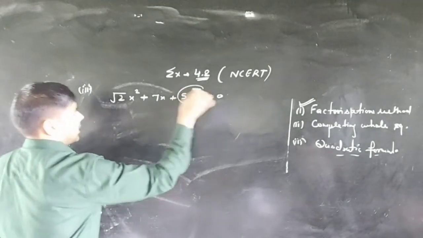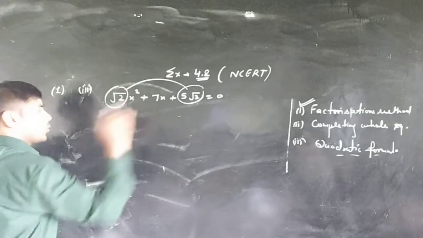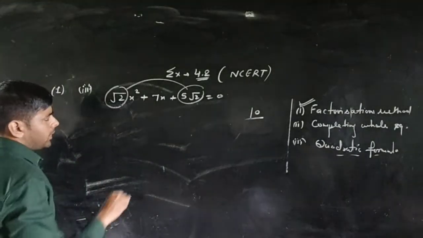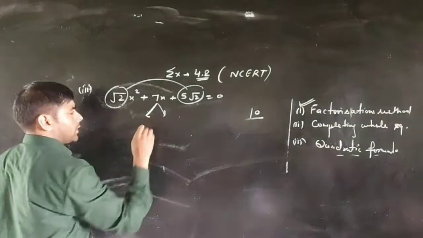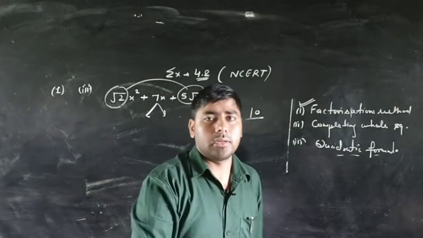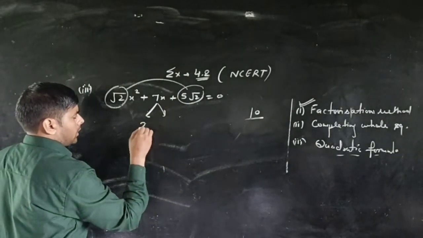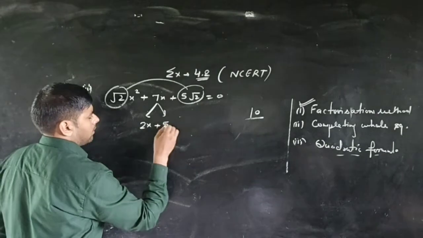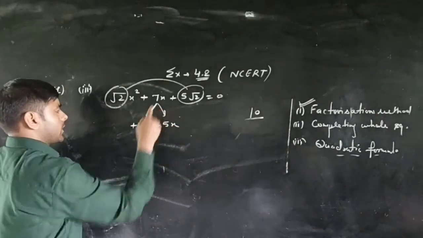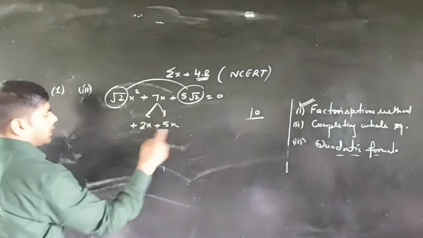Multiplying the constant term by the leading coefficient, root 2 into root 2 is 2, 2 times 5 is 10. We will split the middle term into two parts so that their sum is 7 and their product is plus 10. You can write 7x as 2x plus 5x, since 2 plus 5 is 7 and 2 into 5 is 10.